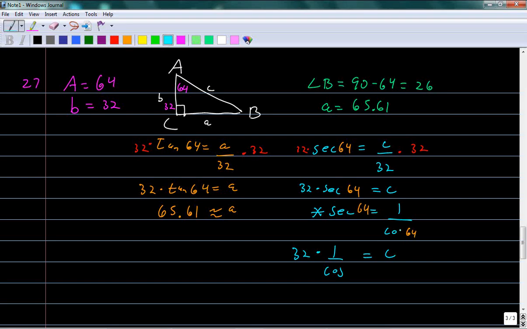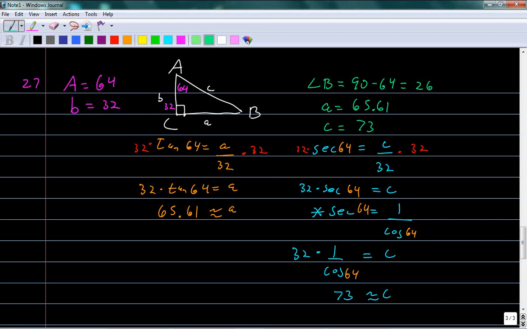So when you type this into your calculator, type it in as 32 times 1 over cosine of 64. And rounding it to the nearest decimal point, you actually get 72.997. So really, it's going to round all the way to 73. So in this case, our c value is approximately 73 units long. So little c, 73.